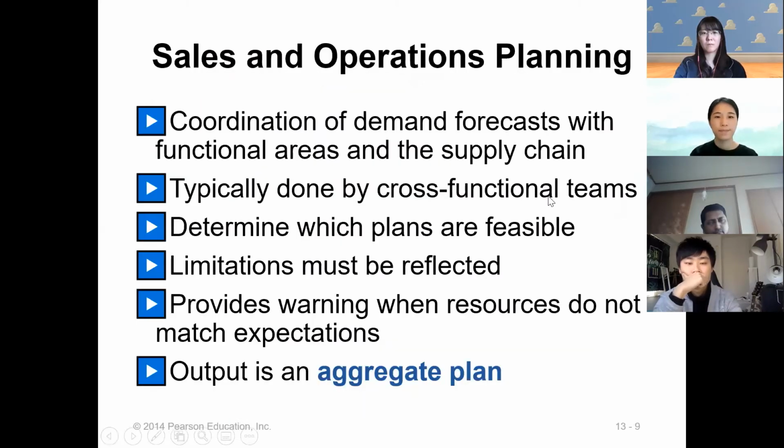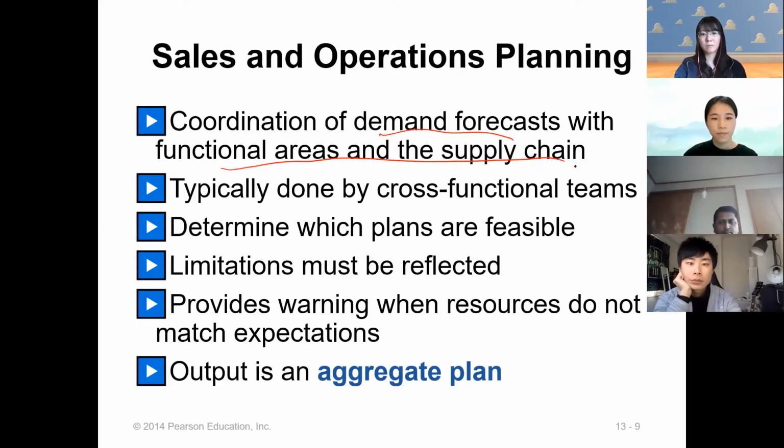The aggregate plan is coordinated by, it falls under the sales and operations planning. Many companies put it under sales and operations planning. So it's not the production who actually decide on the aggregate plan. The sales and operations planning unit or section. So they will coordinate demand forecast with functional areas and the supply chain, because you need to coordinate with all the inventories in the supply chain.